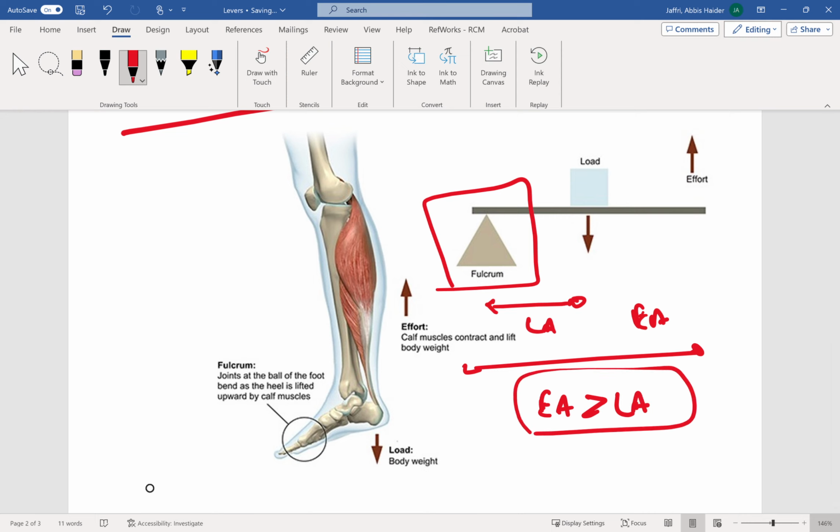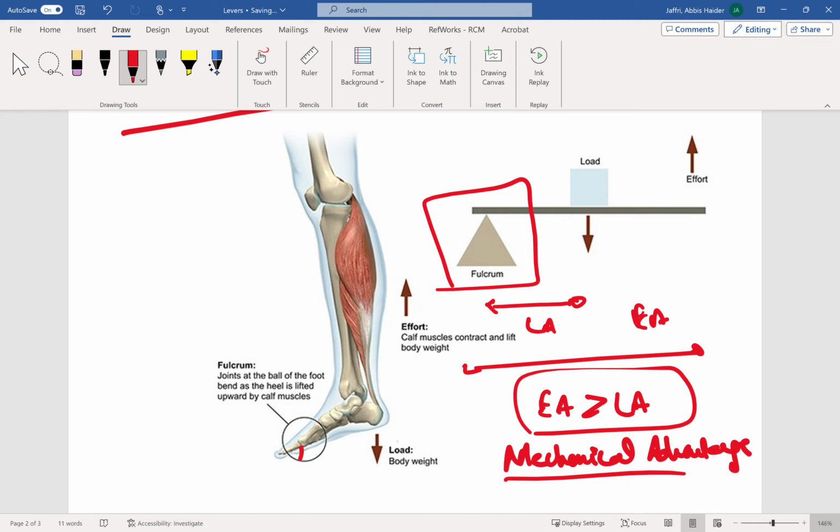Whenever you have an effort arm that is greater than the load arm, you are at a mechanical advantage. Why is that? Because you can lift a heavier load with a small effort because you have a greater effort arm. That's the principle of torque that we have already discussed in our previous content.